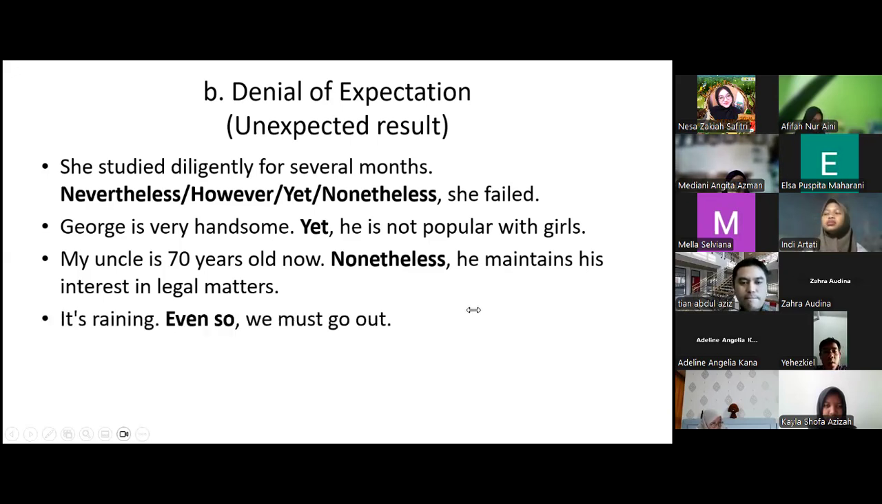Next. It's raining, even so, we must go out. Normally, if it is raining, we have to stay at home. But in this case, we must go out. So we use even so as the connector between these two sentences. Okay, thank you.